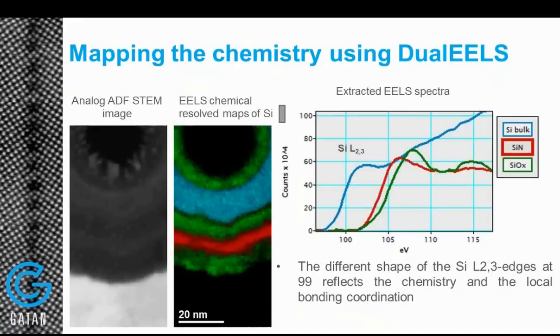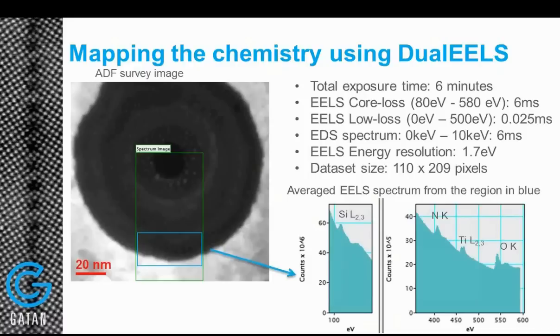This is basically pure silicon, bulk silicon. And then we also have all the other phases. So what you do, you basically look at the shape, you look at the onset position, you measure your chemical shift. But it's very important that you acquire data in dual-EELS mode.